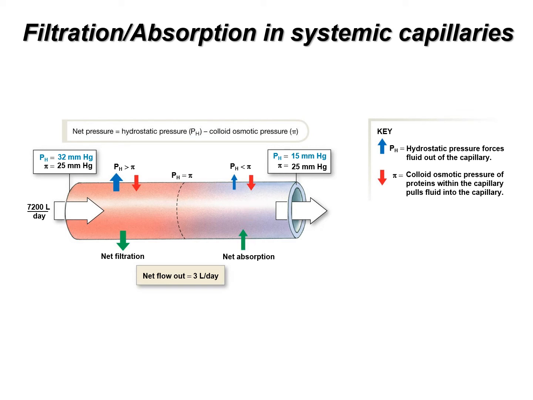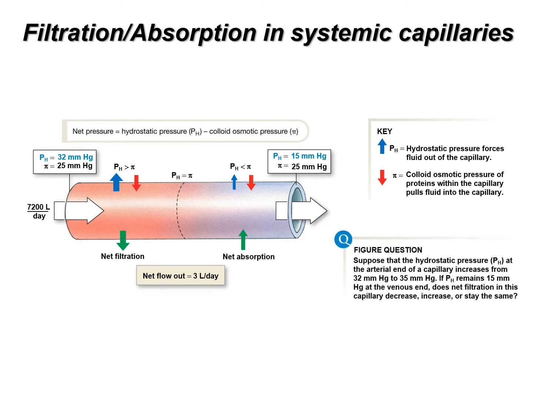Even though we have a 10 over here versus a minus 10 and a plus 7, there's still a net excess of filtration versus absorption to the tune of 3 liters per day, and that's collected by the lymphatics. So if you can look at this right here, this figure question brings up some fun stories for me that I'll tell you about in a little bit.